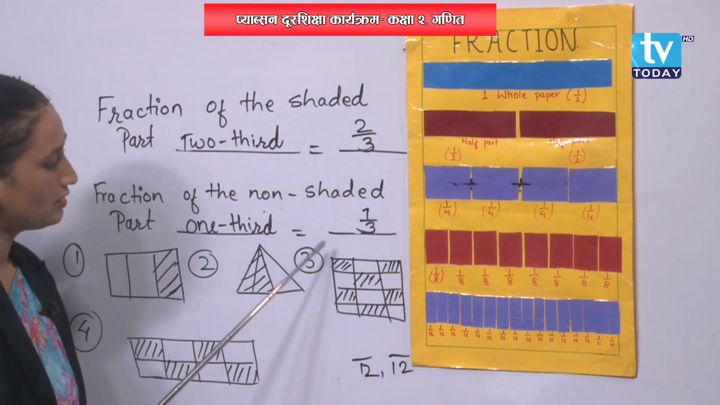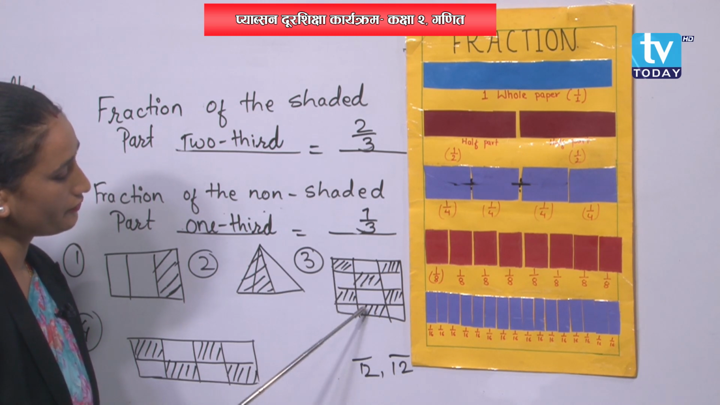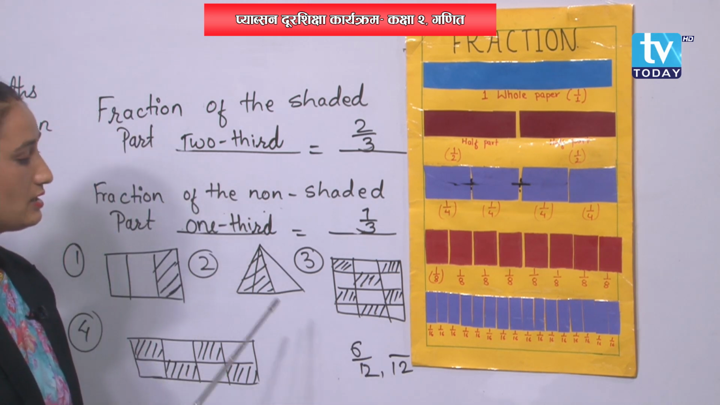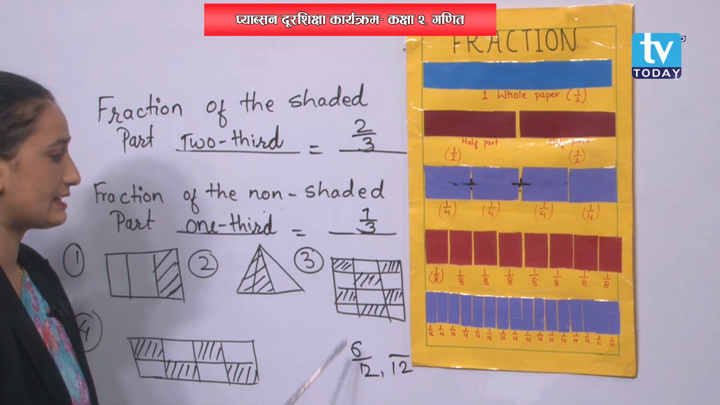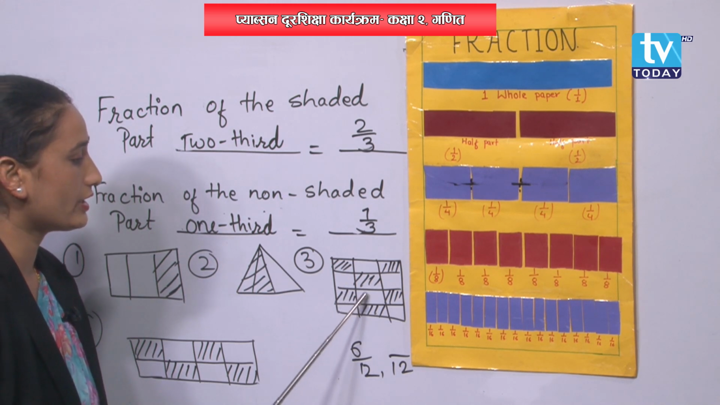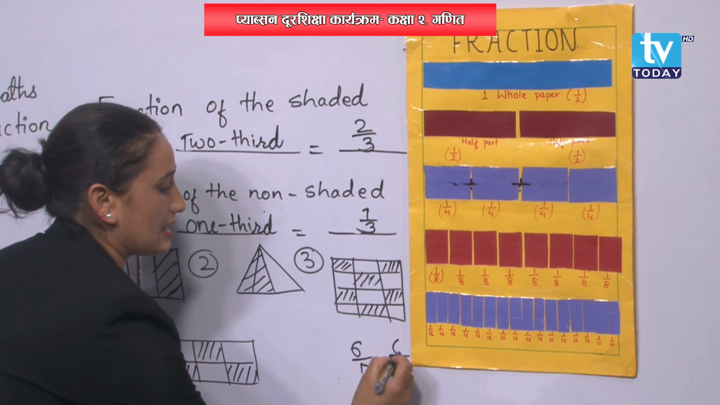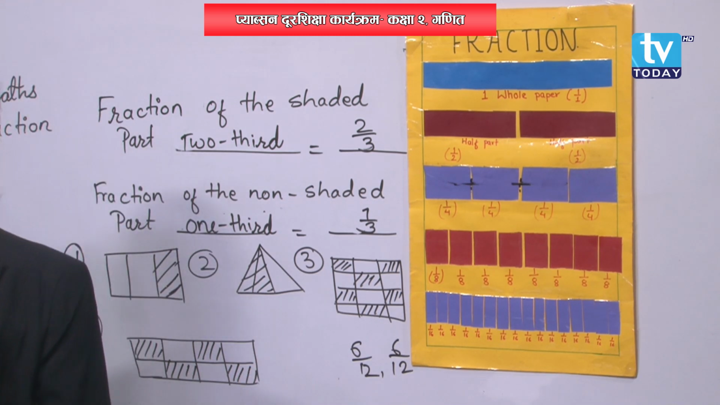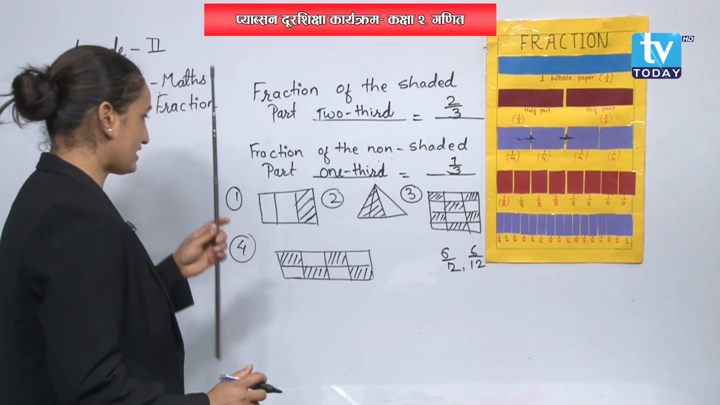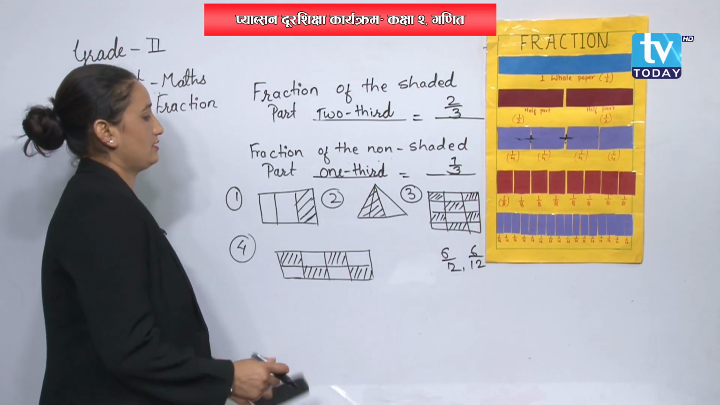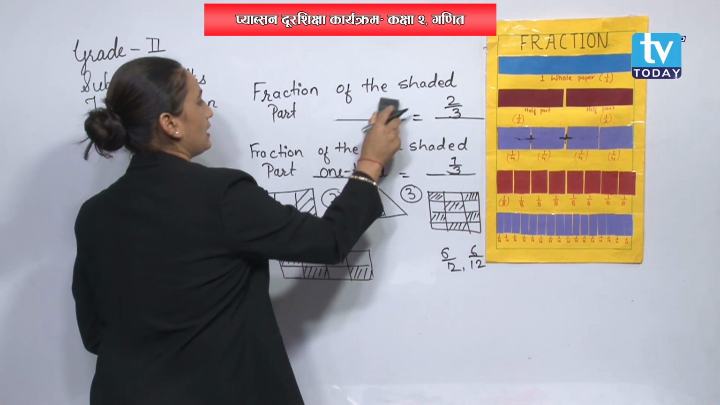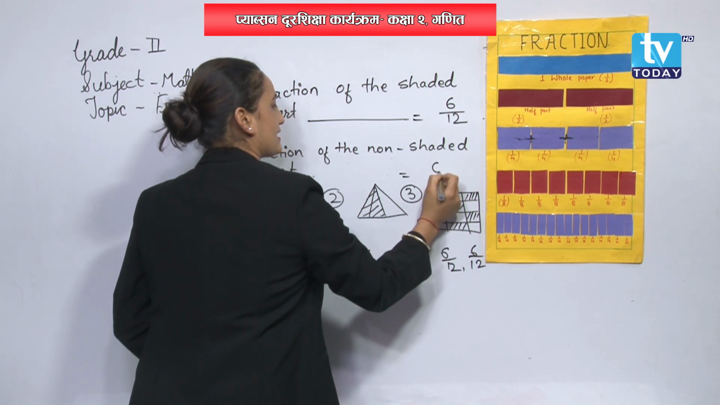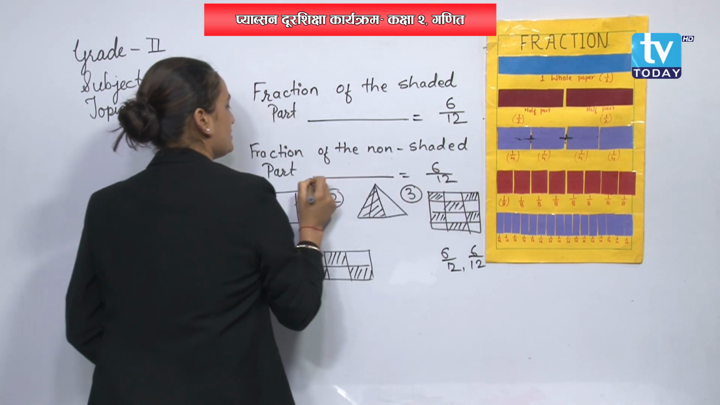How many parts are shaded? 1, 2, 3, 4, 5, 6. Put here 6, and the non-shaded part. Altogether 12, which means 6 are shaded. Let's count the others: 1, 2, 3, 4, 5, 6. 6 are non-shaded. Equal, right? 6 are shaded and 6 are non-shaded. Same, how to write in words? 6/12. So right here, 6/12 parts are shaded and 6/12 parts are non-shaded.